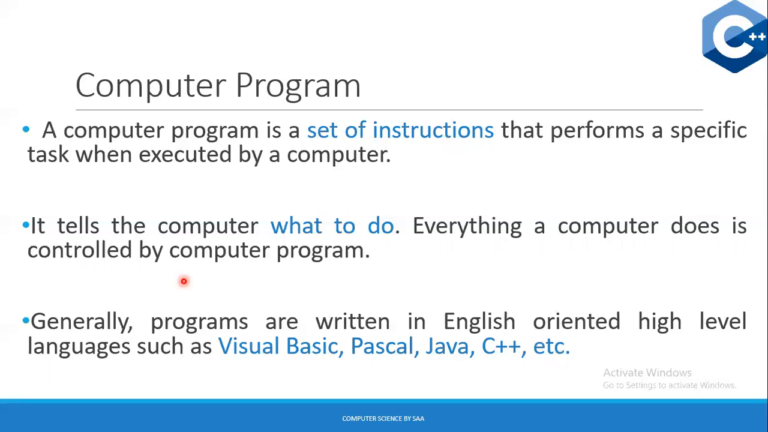So let's revise the definition of a computer program again. A computer program is a set of instructions that performs a specific task when executed by a computer. It means when we write a program, that program is executed by a computer, and when it is executed, it performs some specific task. And this set of instructions tells the computer what to do, and it even tells how to do it.